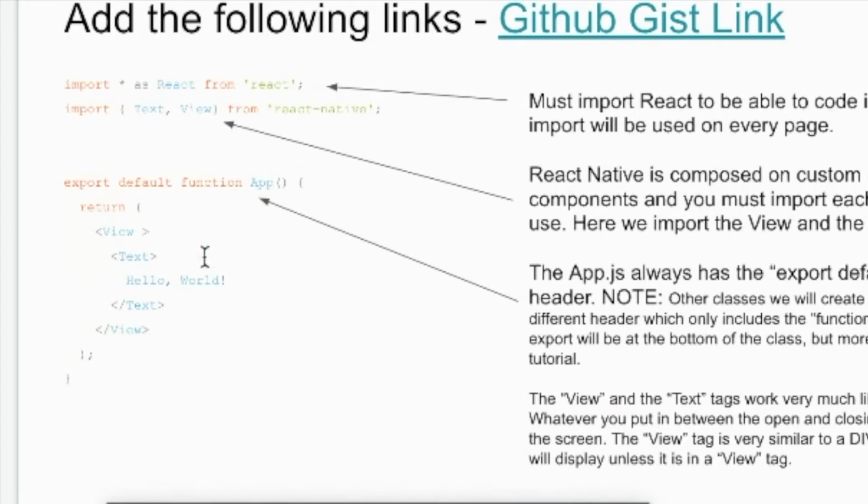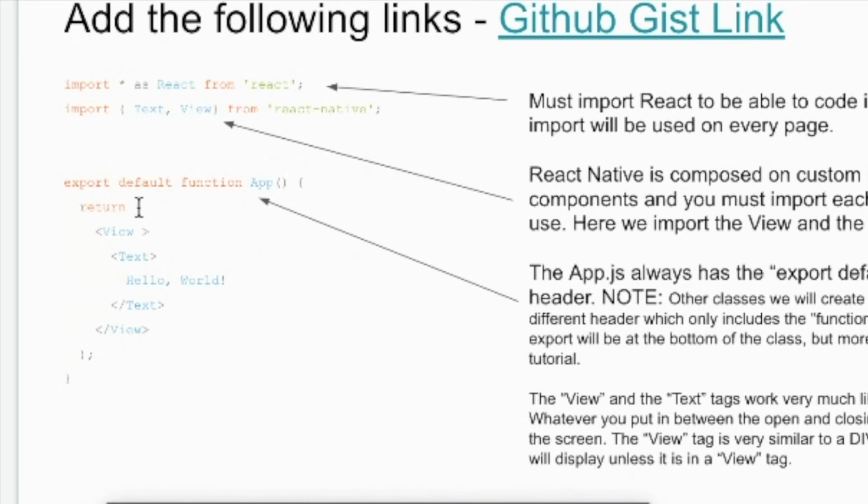So going back to here, we need React because every page has to have this. And then any component you need to use, you need to import. You have to have a view or nothing will show on the page. In this particular example, we're going to use some text just to say hello world. So you need to import both of them, and they're imported from React Native, okay?